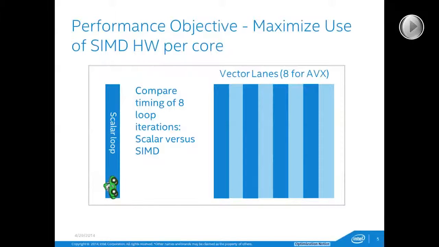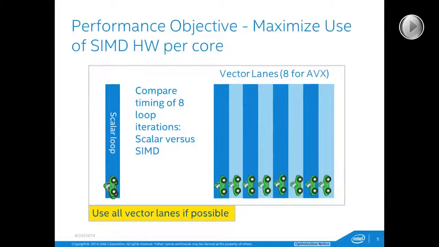Now what we would like to do is say, well look, I have 8 vector lanes on this, let's say, Sandy Bridge architecture. If I've got floating point operations, I can compute 8 floating point operations at a time. So now I could process all 8 iterations of a loop simultaneously because I'm using all that vector width to my advantage.